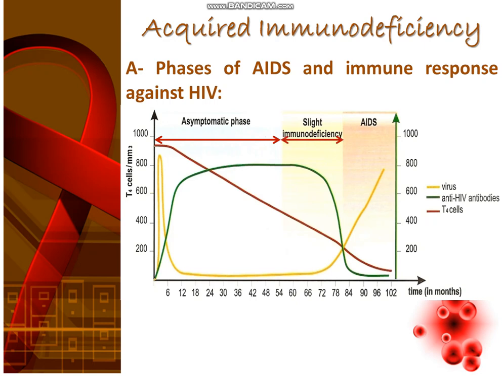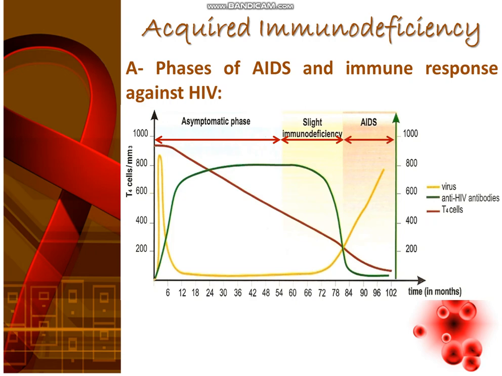Now, the second phase is the phase of slight immunodeficiency, during which there is an important loss of T4 lymphocytes, which leads to the decrease of secretion of IL-4. This is translated into a decrease in the release of anti-HIV antibodies, so their concentration decreases. As a consequence, the virus can replicate easily, and its concentration starts to increase. Infectious diseases start to be frequent.